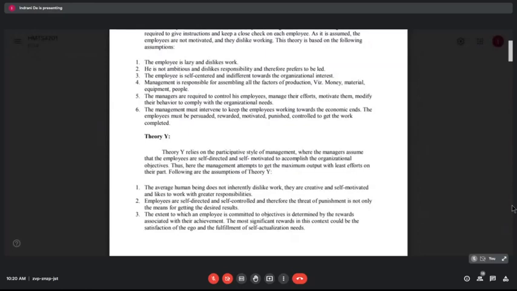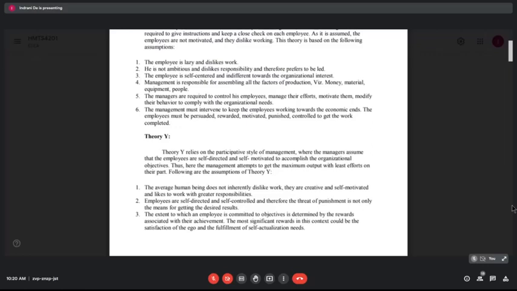Another important thing: in the previous, in Theory X, we have seen we are thinking about our self-interest, not about the organizational interest. But here we are thinking about the organizational interest. So that's the difference.